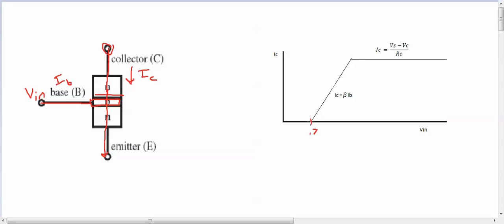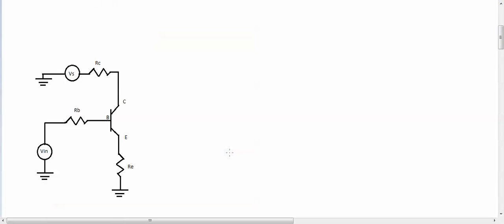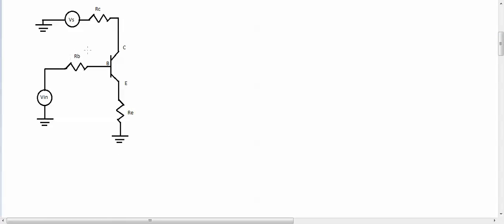And once we hit that spot, we kind of slowly open the gate until we reach right here where the gate is fully open, and then the current is just a function of the voltage source up here and the resistors. And in this video, we're going to show you how to solve for the minimum voltage in to get to the saturated region. So we're going to come down to this basic transistor circuit.